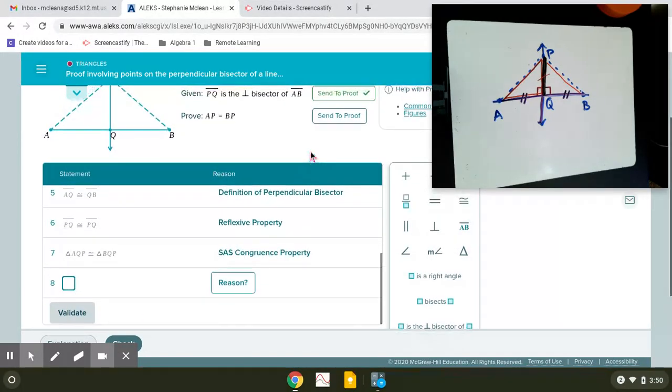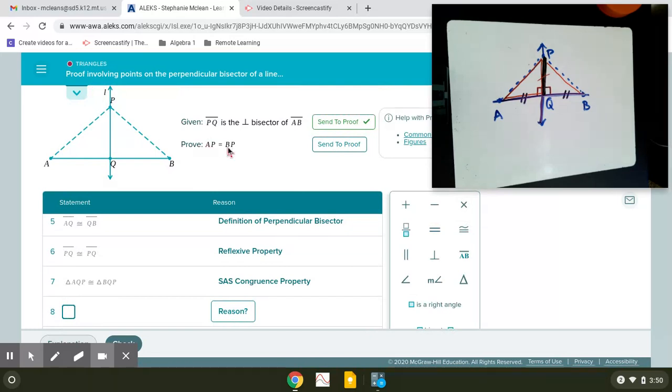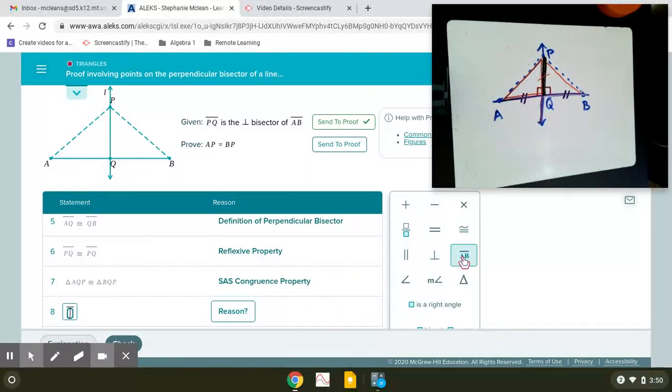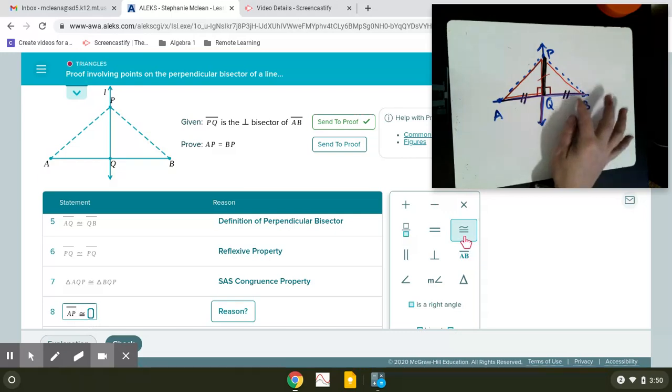So we're trying to show that AP equals BP. So AP equals BP. Okay. First, we have to show that the two sides of the triangles are congruent. Okay. So we say segment AP is congruent to segment BP.